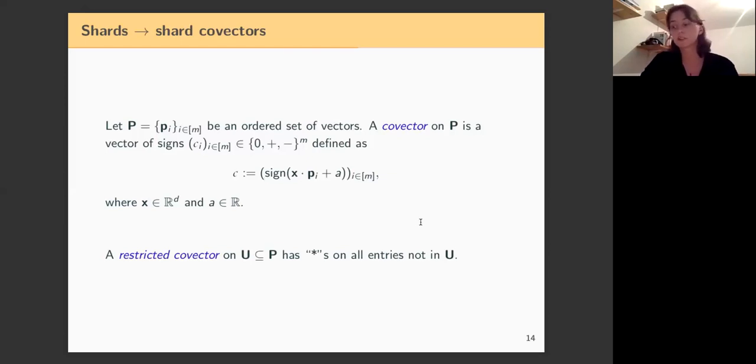So in order to record shards, we'll actually not want to keep track of all of the signs. We just care about a subset of the normals and the sign patterns on the normals. So if you have a subset that you care about, then a restricted covector just puts stars in all of the entries that aren't in that subset.